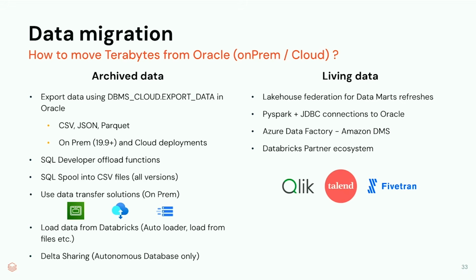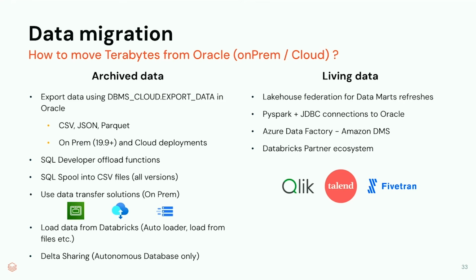Once it's done, you can load the data by using various features of Databricks. It could be Autoloader. It could be the load from file option available in the UI of Databricks. And the last solution is to use Delta Sharing, especially if you are using Oracle in their Autonomous Database option, because Oracle decided to use Delta Sharing as a sharing protocol. That means that between Oracle Autonomous Database and Databricks, you can use the Delta Sharing protocol.